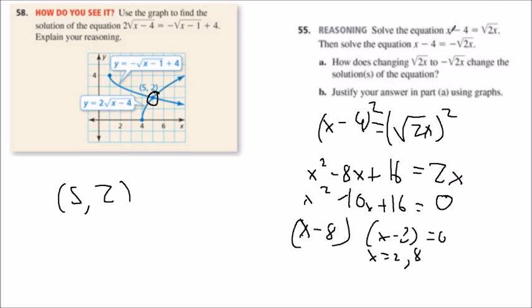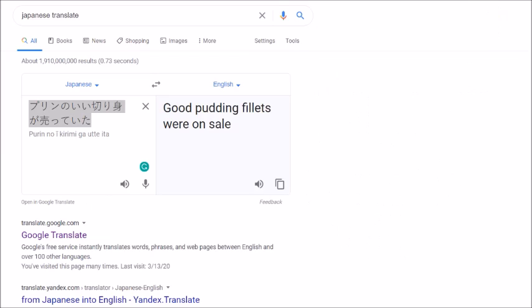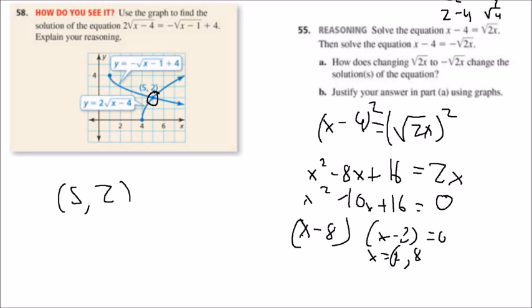Yeah, 2 does not work because 2 minus 4 is negative 2. And then square root of 4 is positive 2. So 2 does not work. So it's just going to be 8.